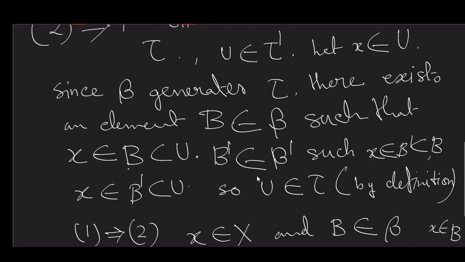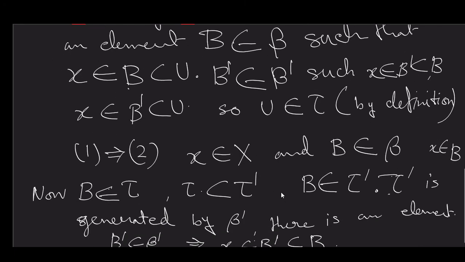So what we can write is that this U belongs to tau, by definition. Then from 1 to 2, x belongs to X and capital B belongs to beta. Then capital B has to belong to tau, and tau is a subset of tau dash. So we can write that beta is a subset of tau dash. So we can write tau dash is generated by beta dash. So there is an element b dash belonging to beta dash.